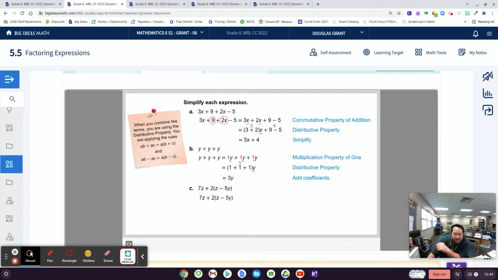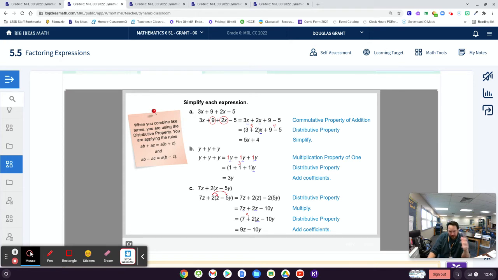Okay, so you're distributing the 2 to the z. You're also distributing the 2 to the minus 5y, and that gives you the 7z still in front, plus 2z minus 2 times 5y, which is 10y. And then you can put together the 7z and the 2z, and that adds up to 9z. So it's 9z minus 10y. You can't combine those because z's and y's don't go together.